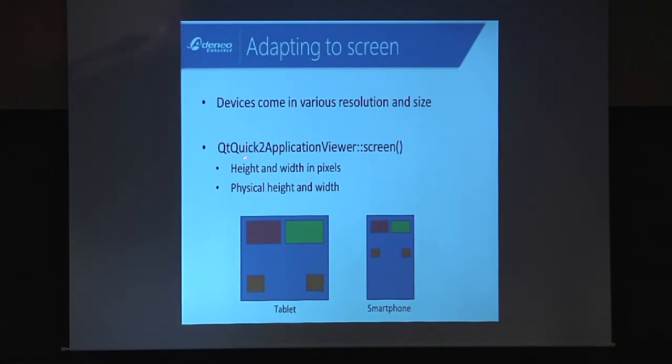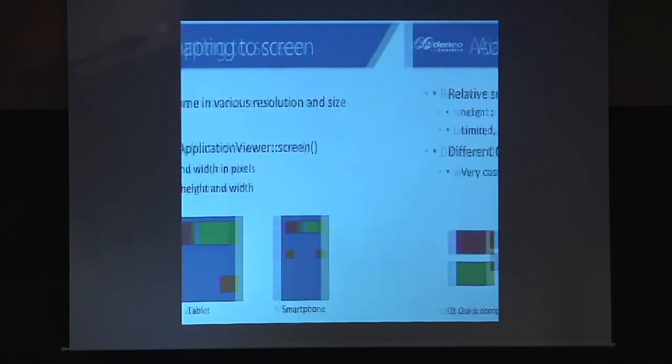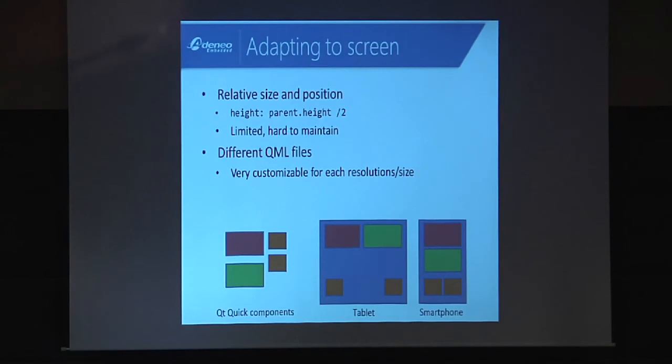So you have the height and width in pixels, and sometimes the physical height and width of your device. What you do not want is something like your application on a tablet and on a smartphone being just the same thing reduced. Of course, that will not work, because if you have some buttons, that's quite not usable or visible. So a few solutions about that, really quickly, is to use relative size and position.